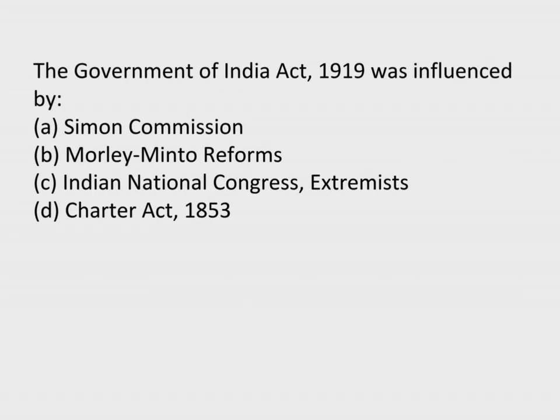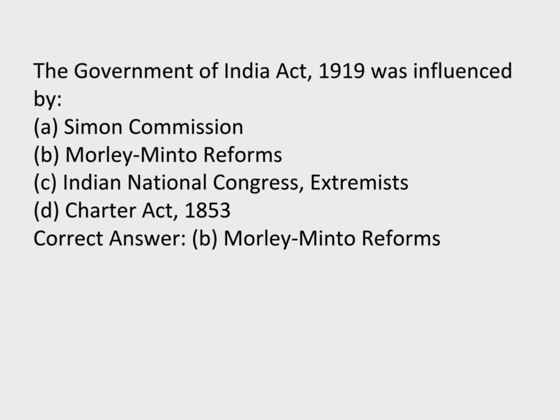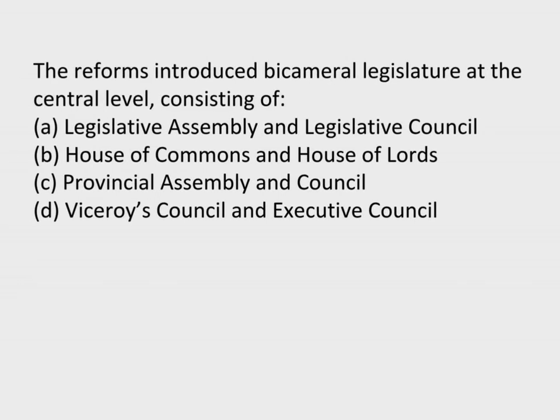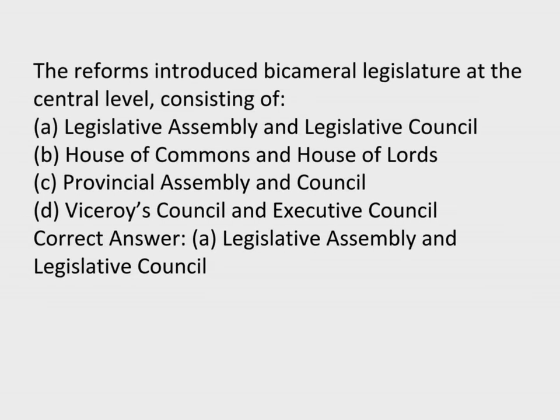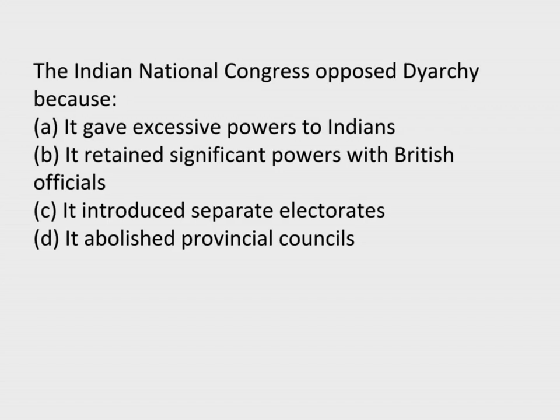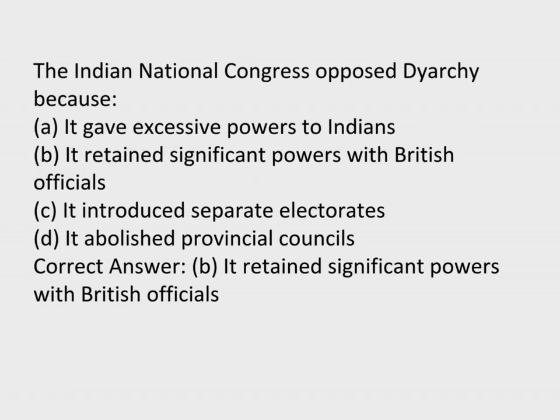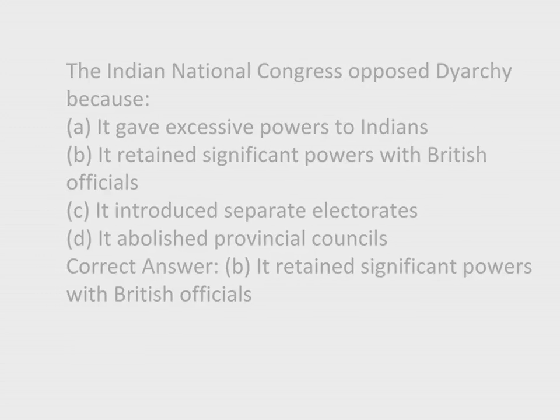9. The Government of India Act, 1919 was influenced by. Correct answer, B. Morley-Minto reforms. 10. The reforms introduced bicameral legislature at the central level, consisting of. Correct answer, A. Legislative Assembly and Legislative Council. 11. The Indian National Congress opposed diarchy because. Correct answer, B. It retained significant powers with British officials.